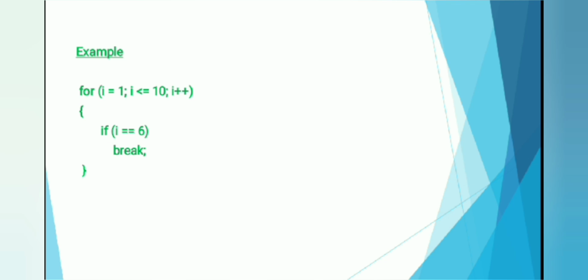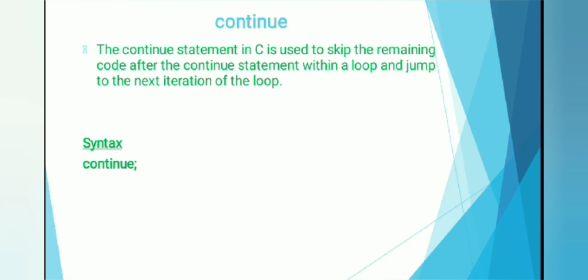The break statement is used to exit the loop, terminate the loop, or come out from the loop. For that purpose we are using the break statement. So simply you can give break; Okay. So in C, next we are going to see continue.